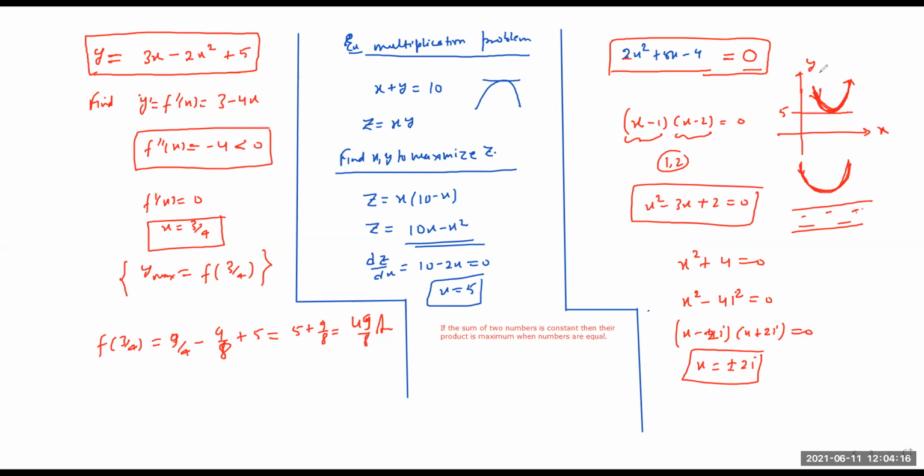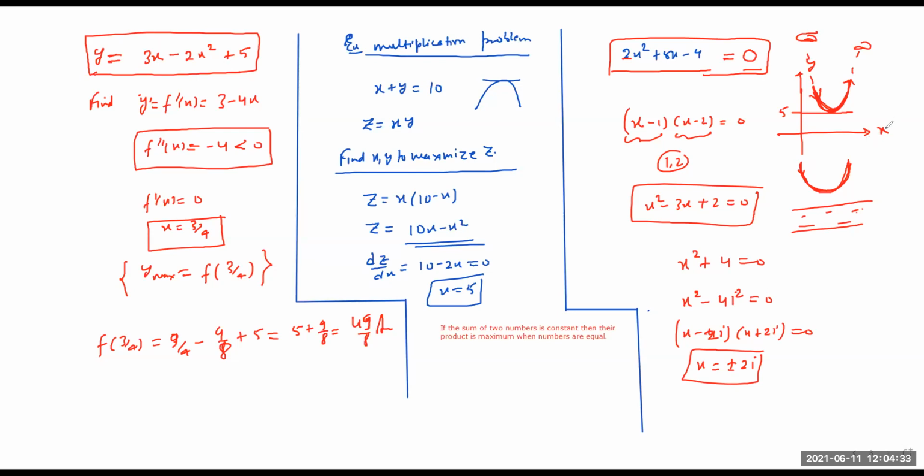So what is the minimum of y? The answer is 5. What is the maximum of y? Oh, we don't know. So what is the maximum of y? It's infinity. Isn't it? Yes, sir. So that is the idea.